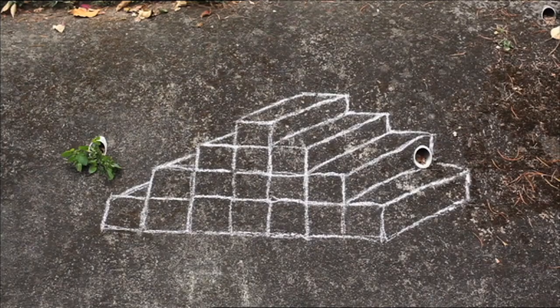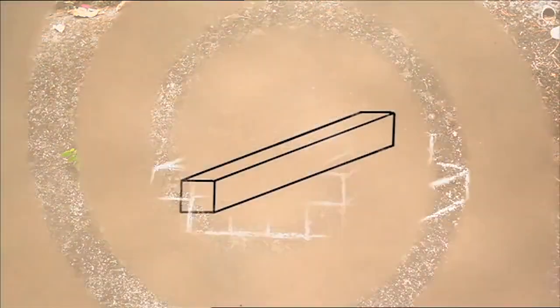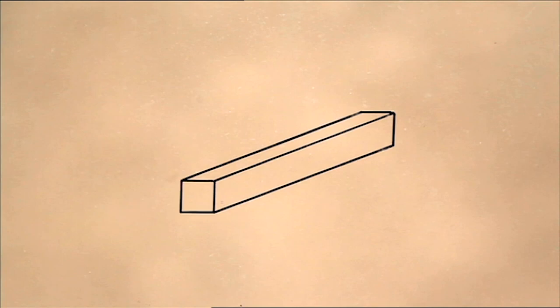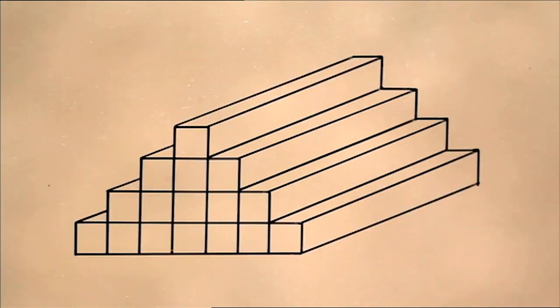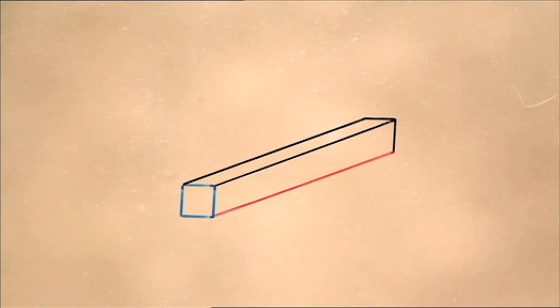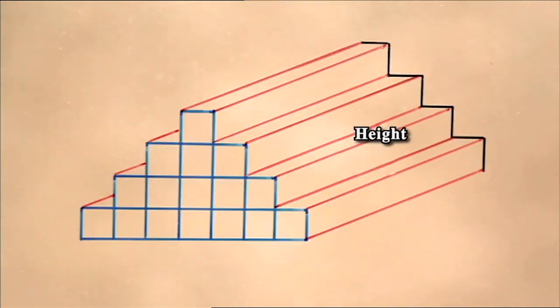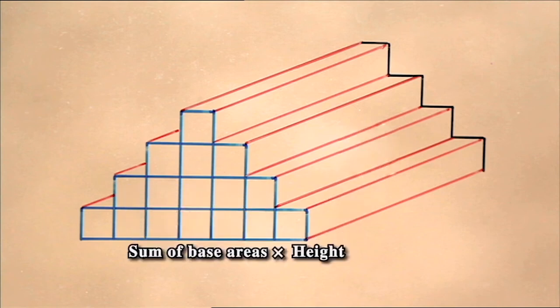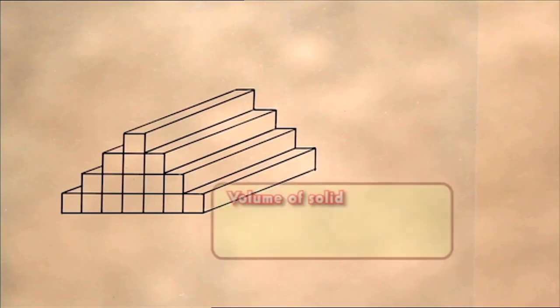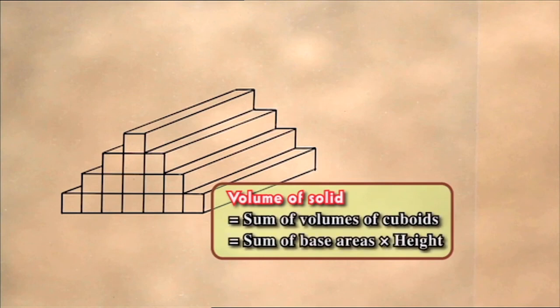How do you calculate the volume of this pile of cuboids? The solid is formed by many cuboids. Therefore, the volume of the solid equals the sum of the volumes of cuboids. As the volume of each cuboid equals the base area times height, and all cuboids have the same height, we can first add up the base areas of all the cuboids and then times it by the height. In other words, the sum of the base areas times height. Hence, the volume of the solid can be calculated in this way.